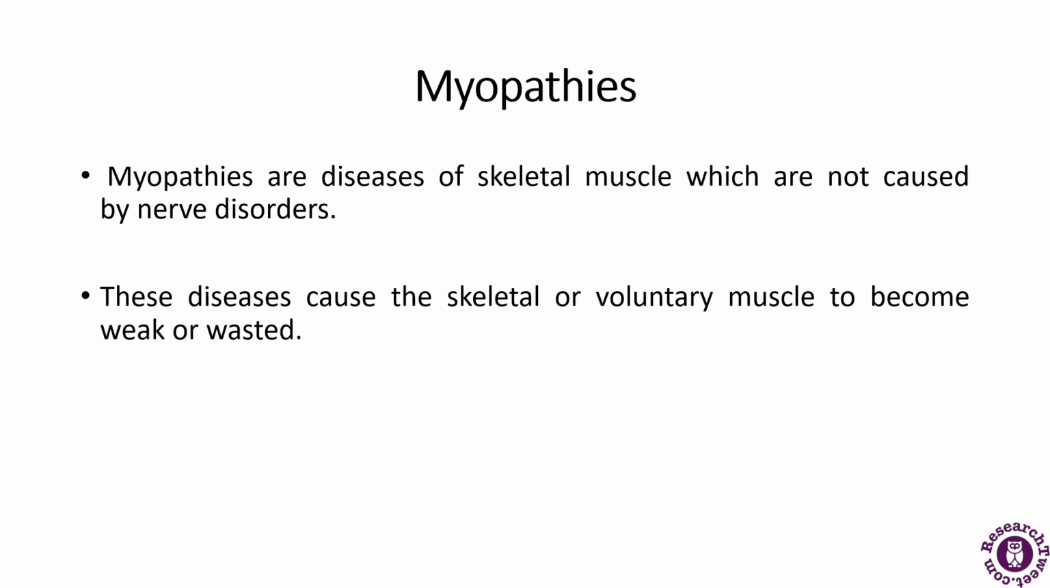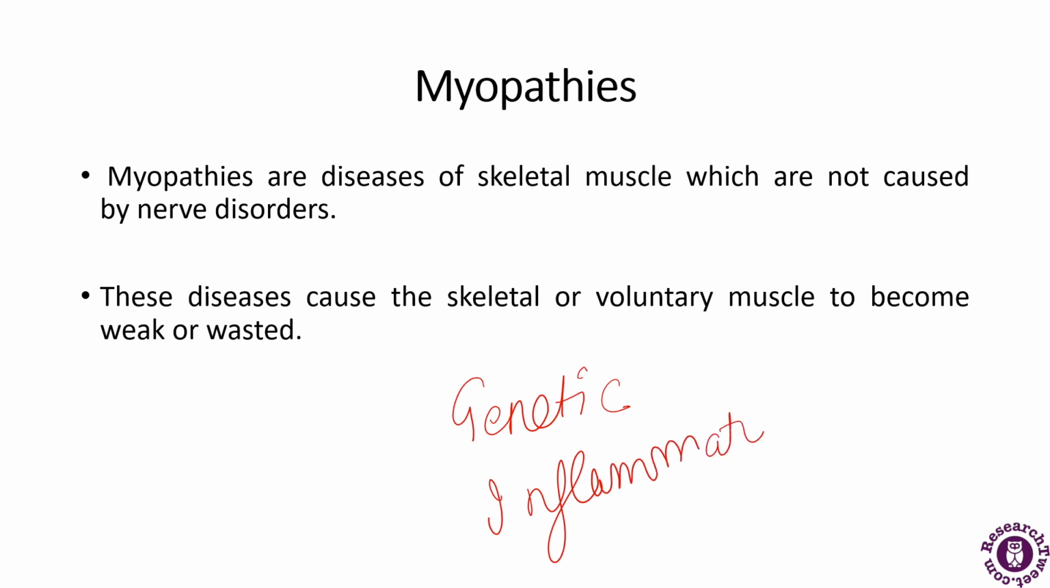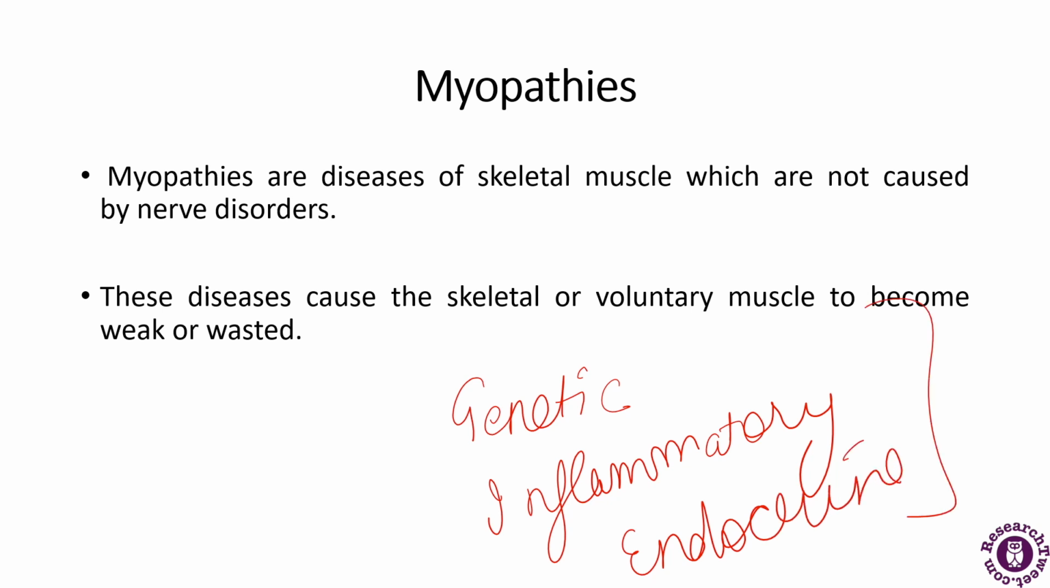Now there are different kinds of myopathies which commonly include, first of all, a genetic myopathy, then an inflammatory myopathy, and there is an endocrine myopathy as well. So these are the three different types of myopathies. The causes of the myopathies are usually degenerative, but they are sometimes caused by drug side effects, chemical poisoning, or a chronic disorder of the immune system. So these are some of the causes of the myopathies.